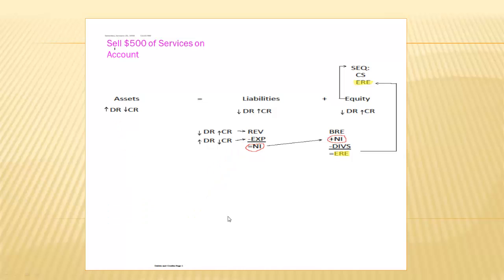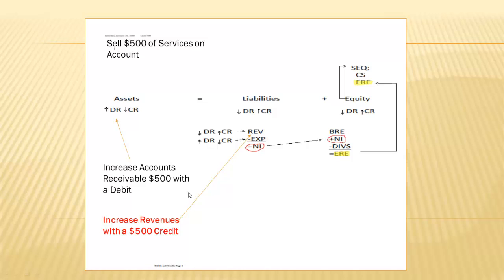Next, let's sell $500 worth of our services on account instead of for cash and see how that affects the equation. Rather than increasing cash, we're increasing the asset accounts receivable by $500 with a debit. Revenues doesn't change. We still increase revenues by $500 with a credit.